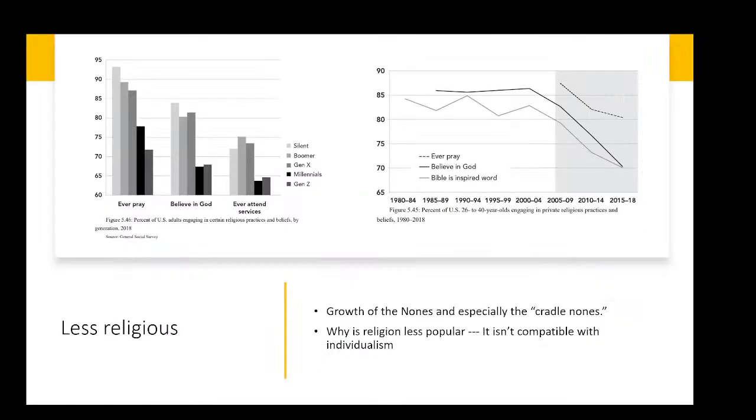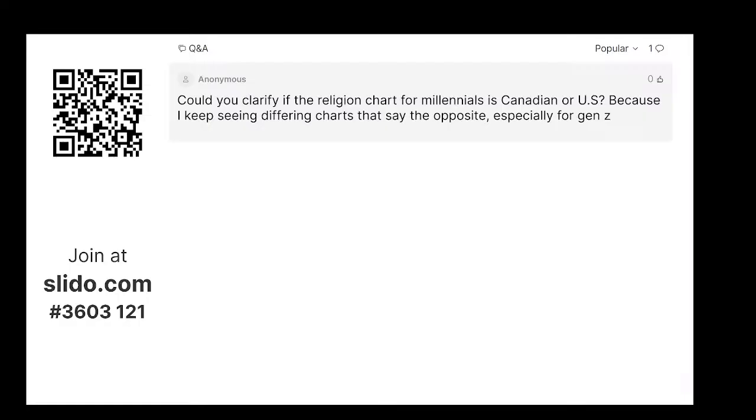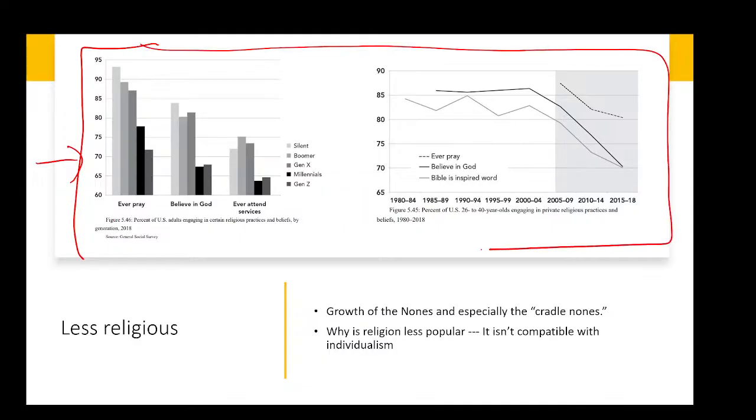Fewer children, fewer marriages. Okay, so this is the slide that someone was asking a question on. Okay, so this is, hang on, I have to find my question slide. The question: is the chart for millennials in Canada or the US? I'm seeing differing charts that say the opposite, especially for Gen Z. Okay, so, this is like a whole unit in my sociology of religion class, and I don't want to get into it, but yes, these numbers are specifically for millennials, and this is millennials in the US, right?